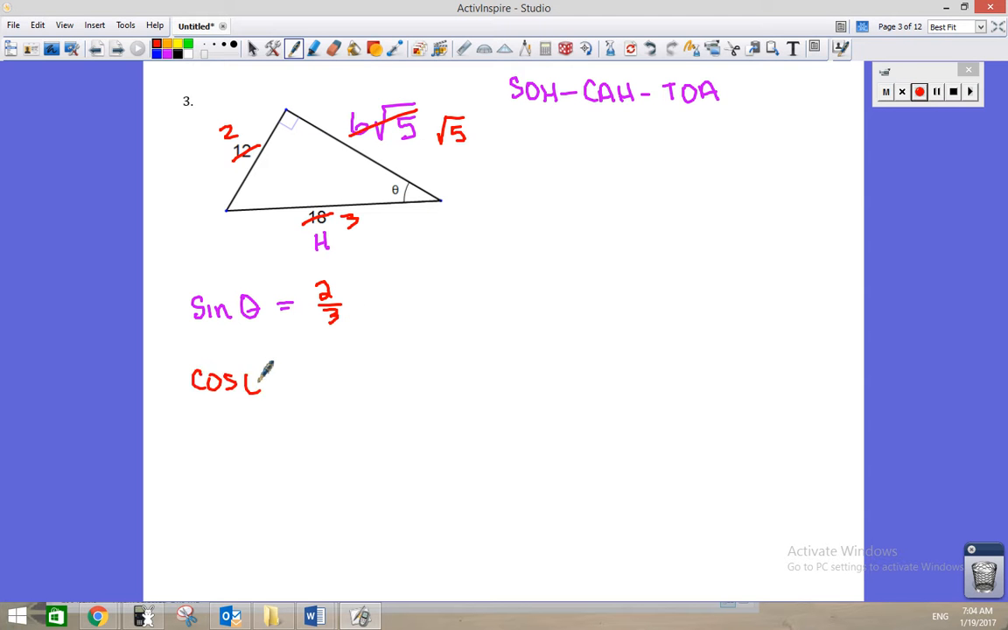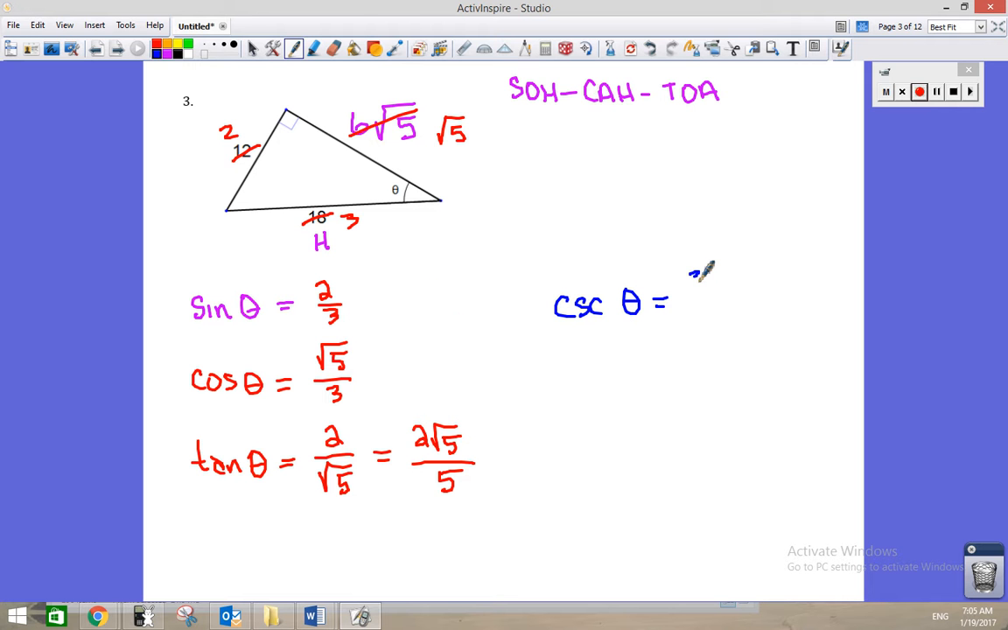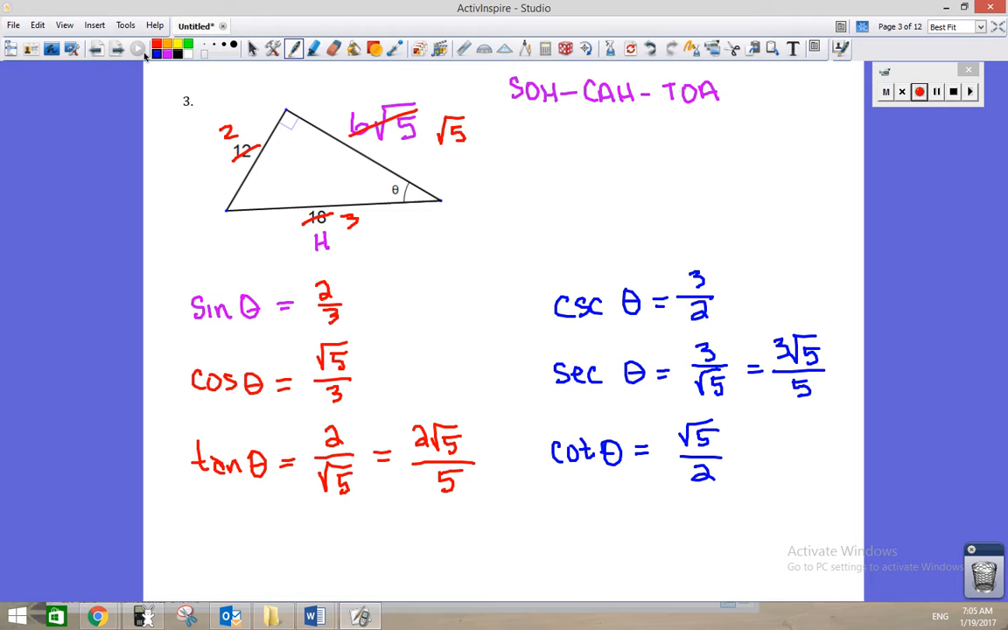The cosine of theta is going to be radical 5 over 3, the length of the adjacent side over the hypotenuse. The tangent of theta is 2 over radical 5, but you need to rationalize that, so you'll get 2 radical 5 over 5. The other 3 trig ratios are reciprocals to these, so sine of theta and cosecant of theta are reciprocals to each other. Cosine and secant are. And 3 over radical 5, I need to rationalize that. And the cotangent of theta is the reciprocal of tangent. So there's those 3 answers. Let's go ahead and do 4.